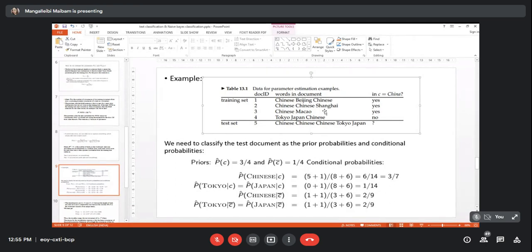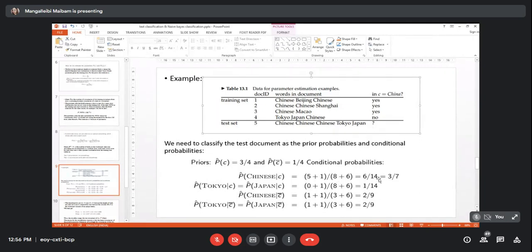Why didn't I find Beijing and Shanghai? Because they are not in the test document. We are going to find only for the test set, D5: Chinese, Tokyo, Japan. That's why conditional probabilities are calculated for Chinese, Tokyo and Japan for both the classes, China class and not China class. So we have got all the conditional probabilities for the terms in D5, which is not labeled yet.